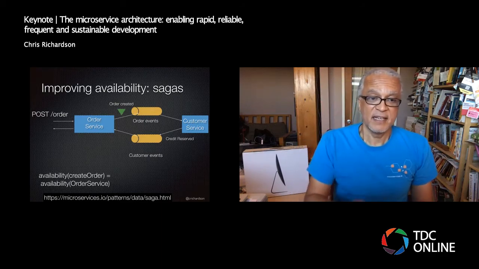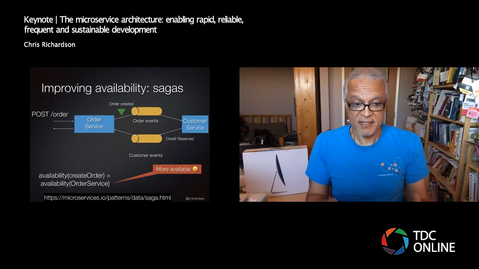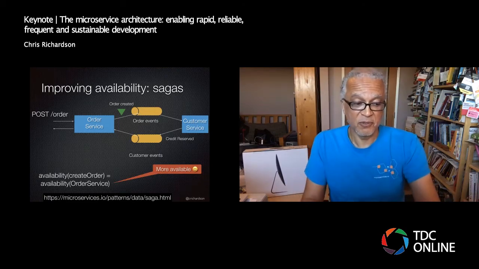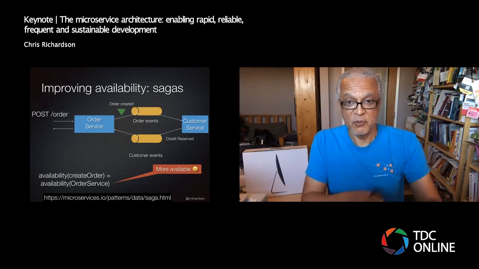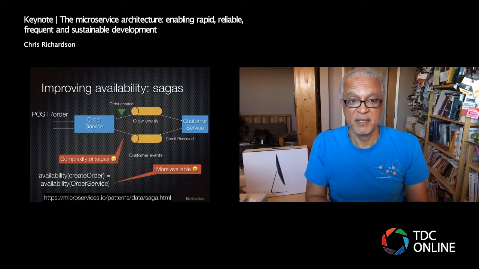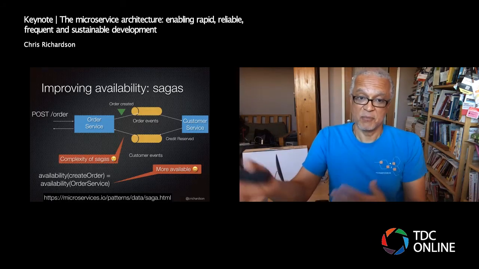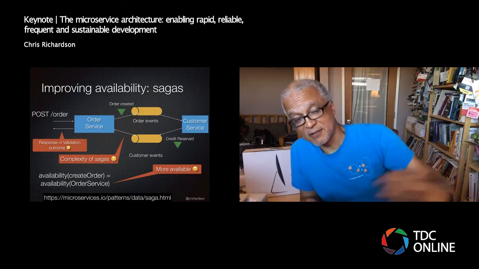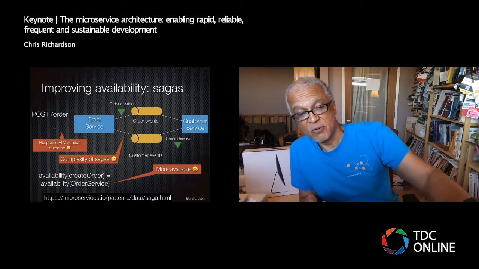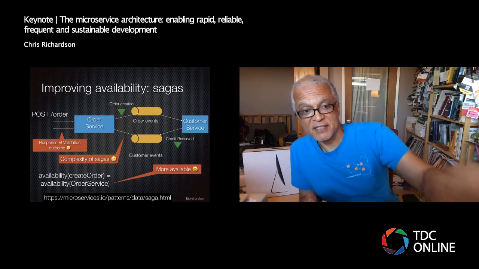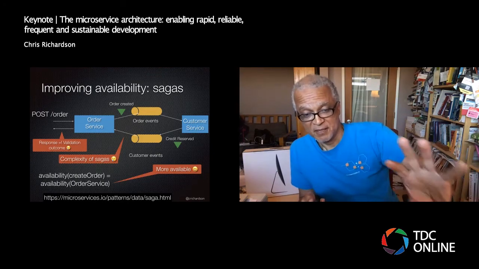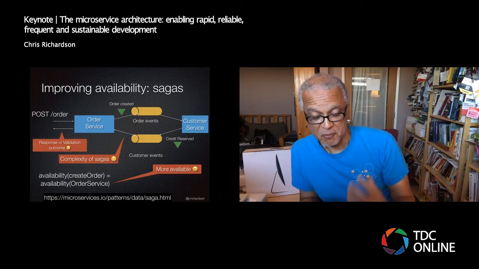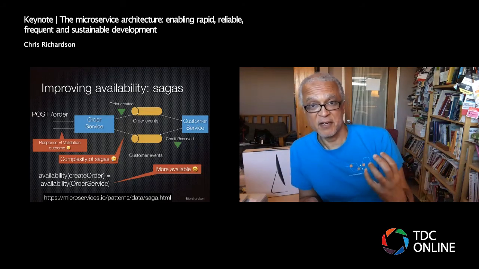The nice thing about this is that it improves availability. The order service can respond to order requests without talking to any other services. The downside is you've got this more complex event-based mechanism, and also the response doesn't tell the client whether the order was approved or not. It has to check back later. But this can be an extremely useful way of decoupling your services.